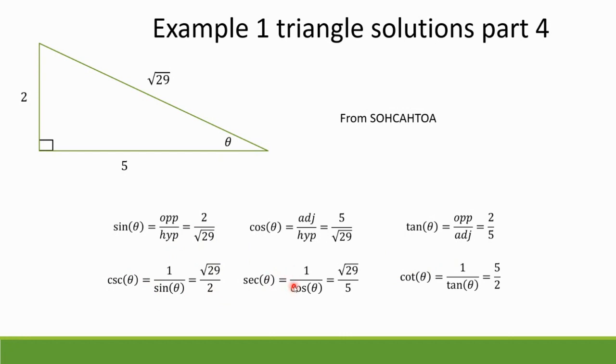Secant theta is 1 over cosine, right? So you flip whatever cosine is. So you have radical 29 over 5. And cotangent, we know, is 1 over tangent, which is taking whatever tangent is and you flip it, you invert it, you get 5/2, which is good. All right, good.